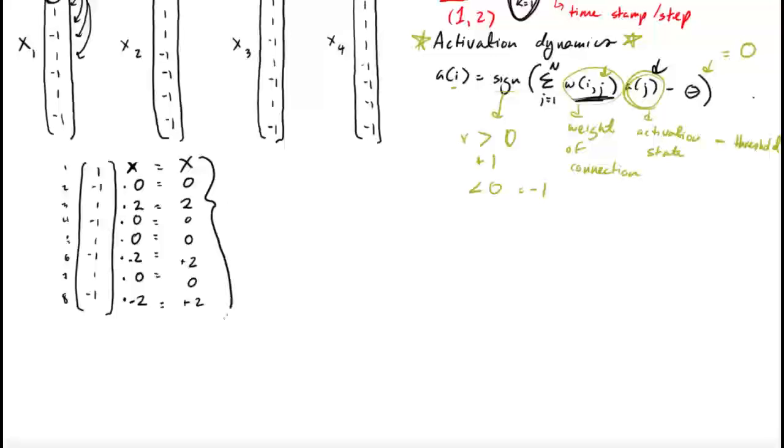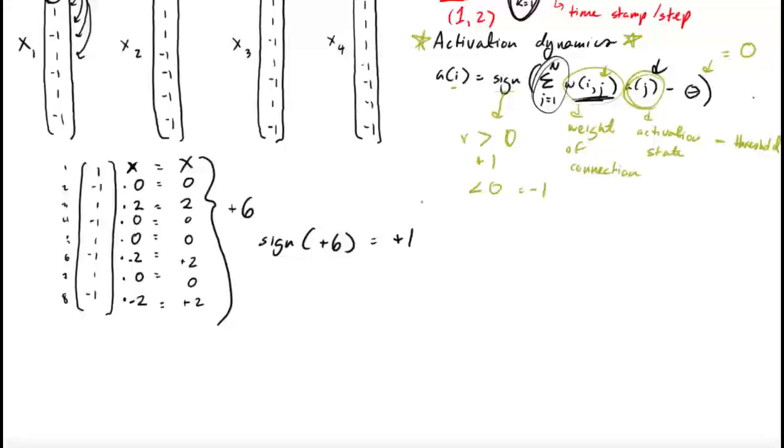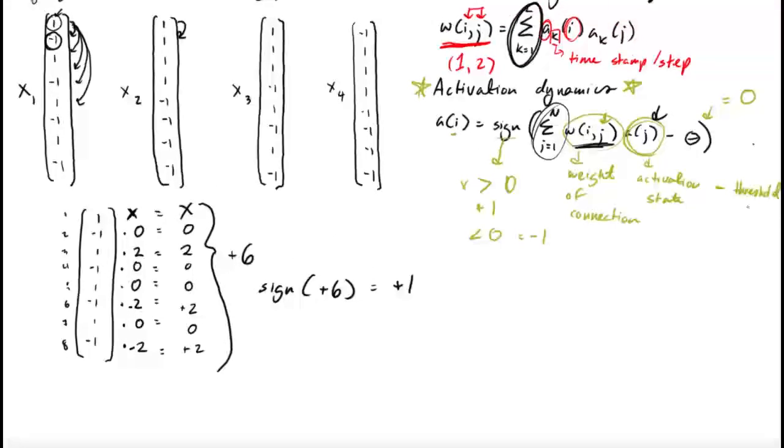And what we're going to do is add them all up, like that sigma term over here tells us to do. And what we're going to get is a plus 6. Now, with the sine function, like we said, if there's anything greater than 0, we're going to get a plus 1. So a sine of plus 6 is going to be a plus 1 value. Now if we compare that to our original value in X1 over here, which is a plus 1, then we get a plus 1 over here as well, it's stable for neuron 1. Because the activation state of neuron 1 did not change when we updated it.